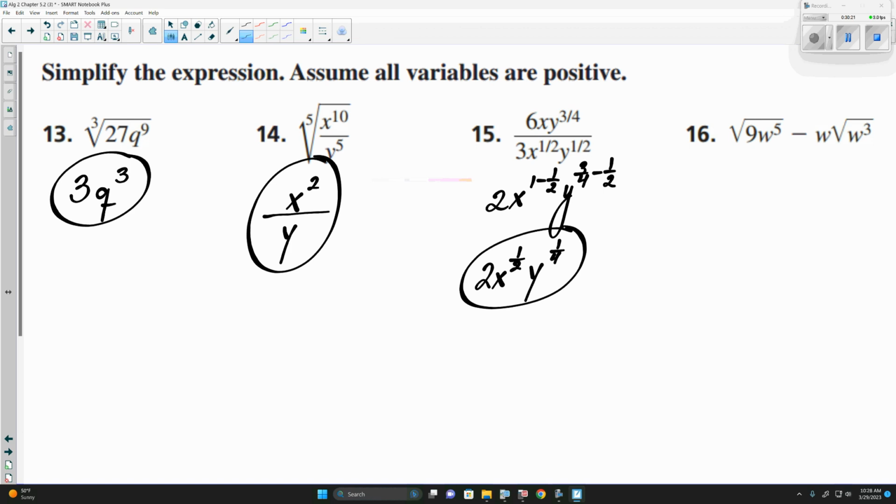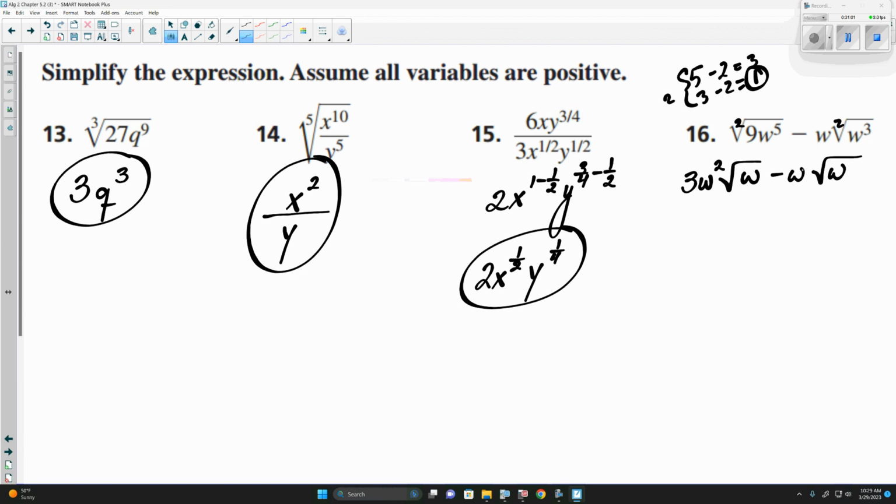Now the last one, we do need to simplify this. Now, square root of 9 is 3. Now we do need to simplify the square root of w to the 5th. How many groups can we take out? 2. What is our index here? 2. So we can take out 2 and have how many left over? 1.